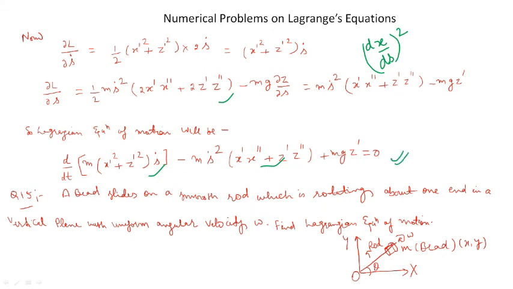Now the next problem is that a bead slides on a smooth rod which is rotating about one end in a vertical plane with uniform angular velocity omega. Find the Lagrangian equation of motion.